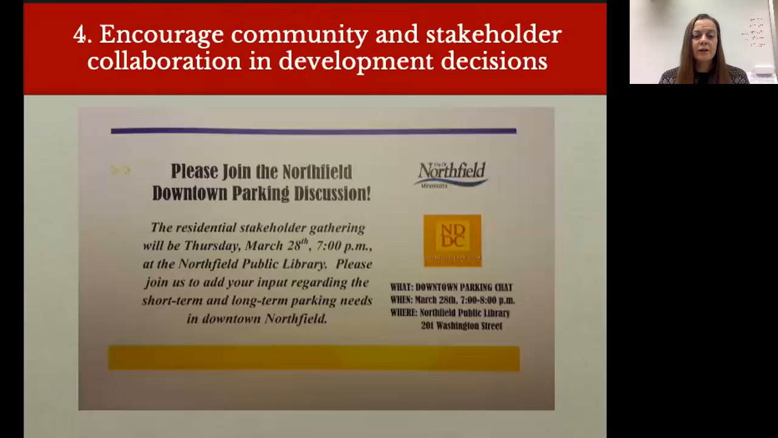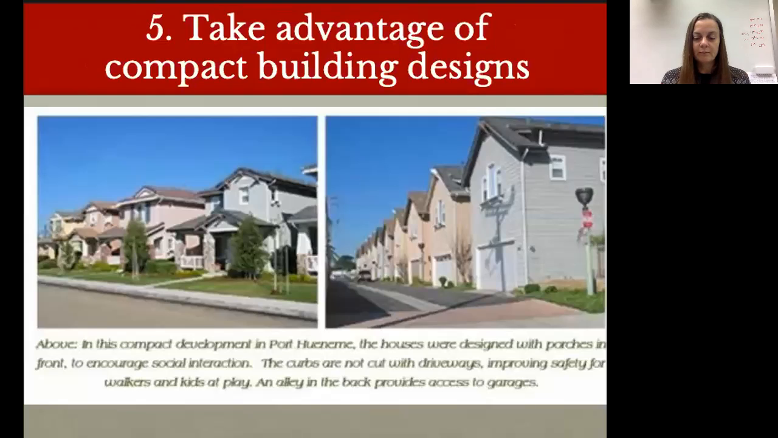Number 4 is encouraging community and stakeholder collaboration in development decisions. I don't know if you guys have ever been to a city council where they're talking about zoning. You'd be surprised by how little people who live in a city actually contribute to the decisions that are being made. So cities are trying to move towards involving the community more. Number 5 is taking advantage of compact building designs so that there is, again, more walking, more biking, less driving.